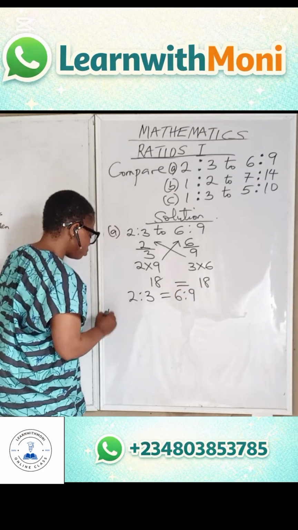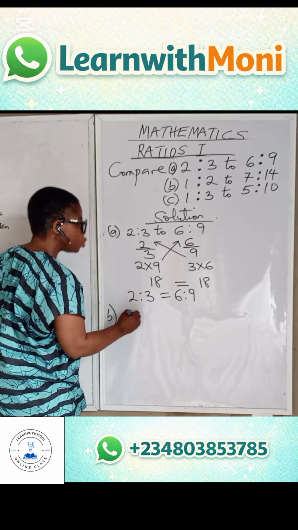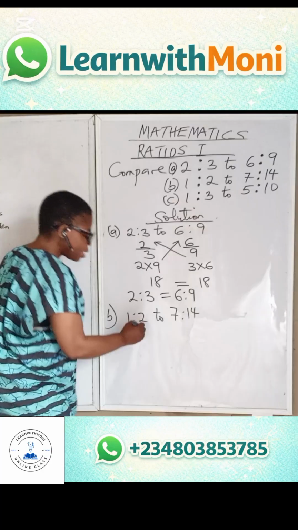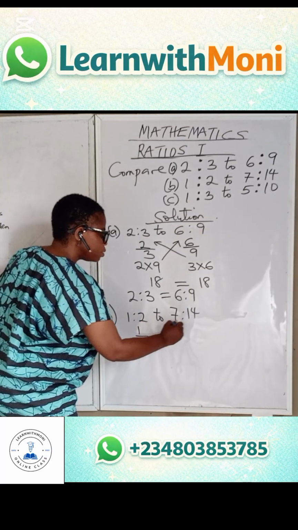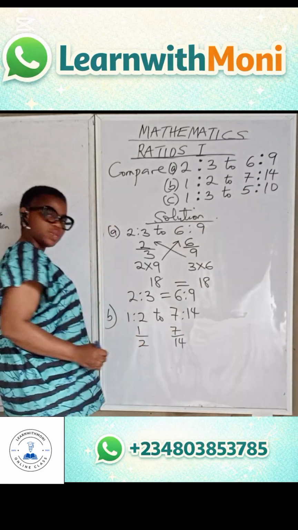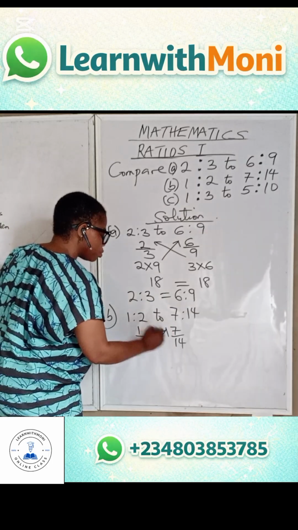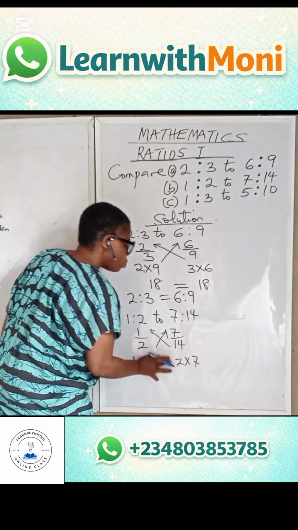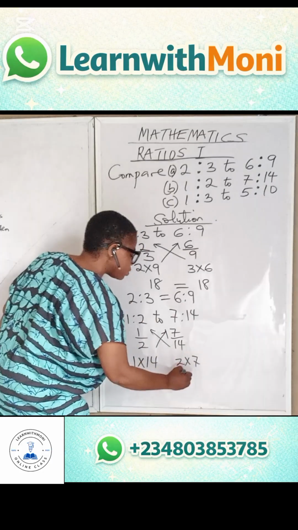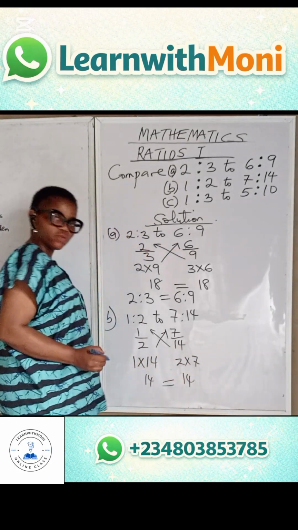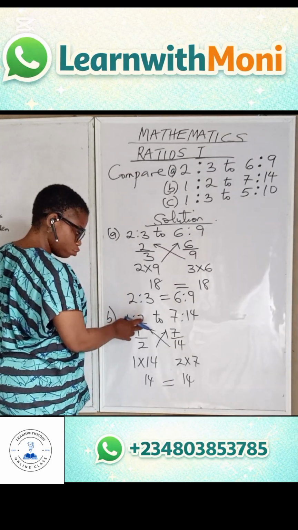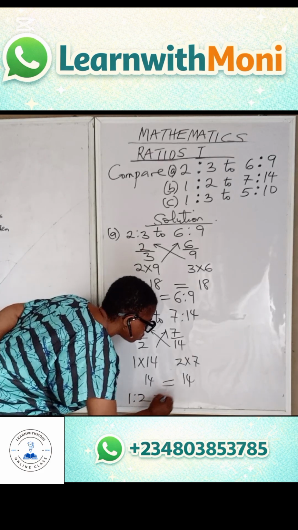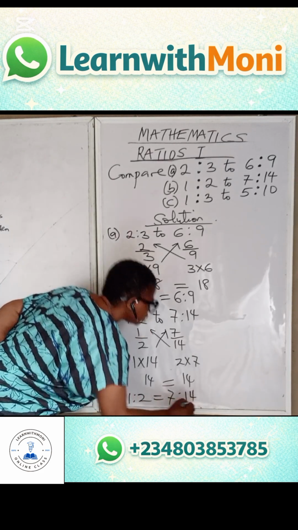Let us find out for B. We want to compare ratio 1 to 2 to 7 to 14. That is 1 over 2 and 7 over 14. We want to know if they are equal. We do cross multiplication. 1 times 14 and 2 times 7. 1 times 14 is 14. 2 times 7 is also 14. 14 is equal to 14. That means ratio 1 to 2 is equal to ratio 7 to 14.